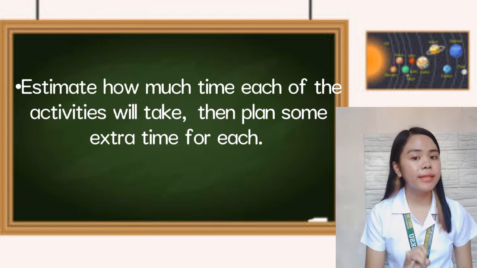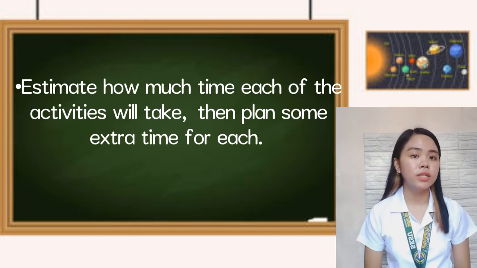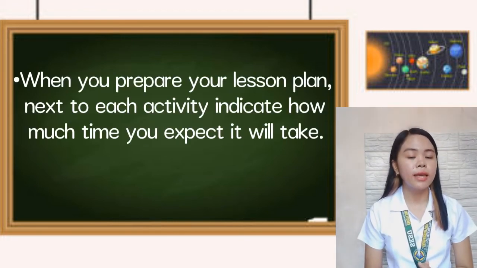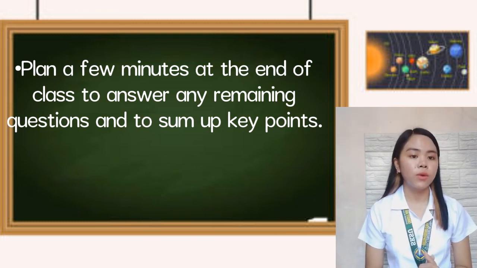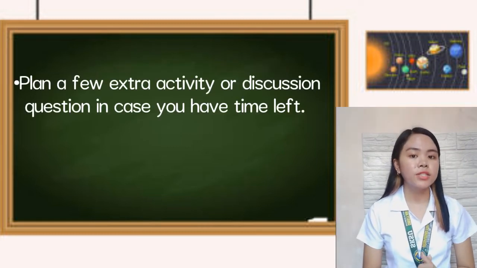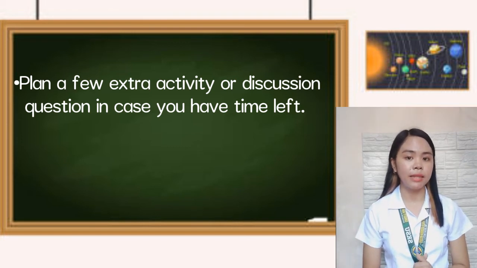First, estimate how much time each of the activities will take. Then plan some extra time for each. Second, when you prepare your lesson plan, next to each activity, indicate how much time you expect it will take. Third, plan a few minutes at the end of class to answer any remaining questions and to sum up the key points. Fourth, plan an extra activity or discussion question in case you have time left.